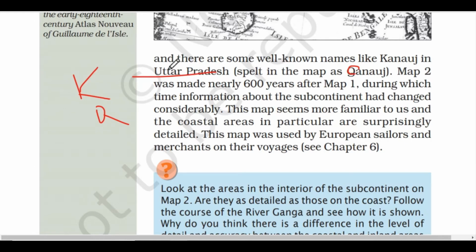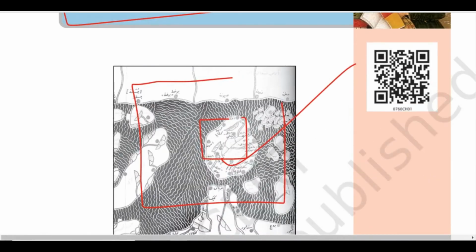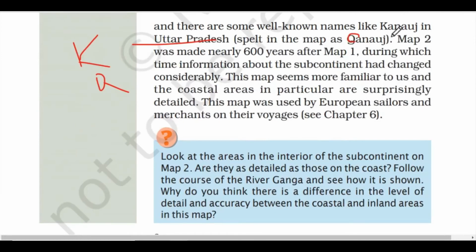Also, now we will study map 2 made by the French cartographer. So let's view it. This is the map made by the French cartographer. You might understand that this map looks quite like India, but the other map doesn't look like India at all. So that's what we're gonna see. Map 2 was made 600 years after map 1. That means what Al-Idrisi made was 600 years earlier than the map of the French cartographer, and during this period of time a lot of information changed, and the subcontinent had developed a lot and had changed considerably.